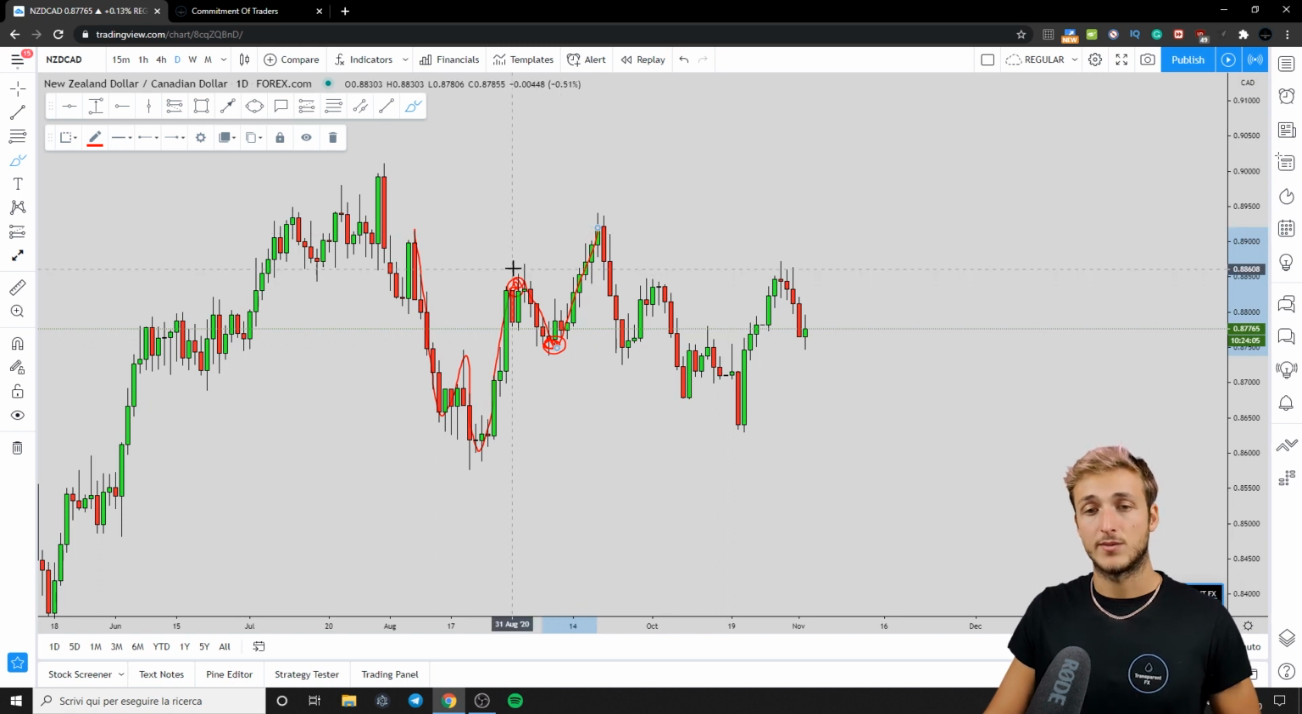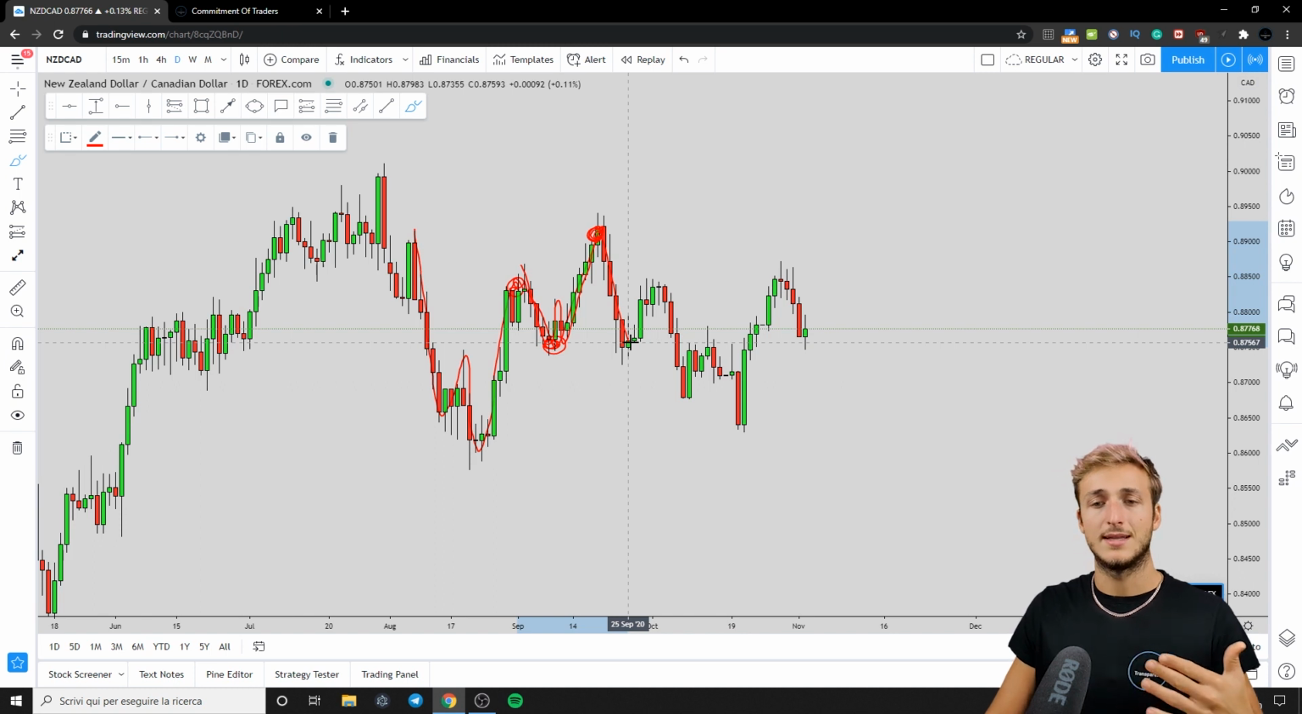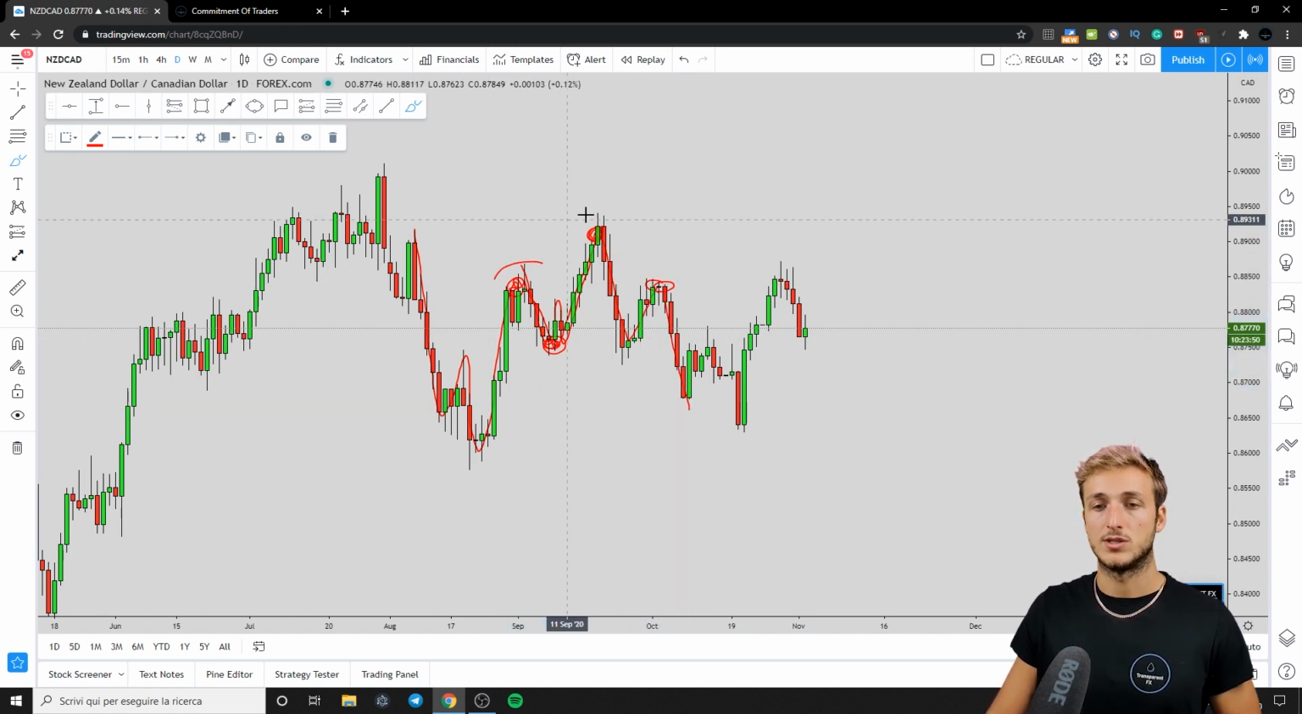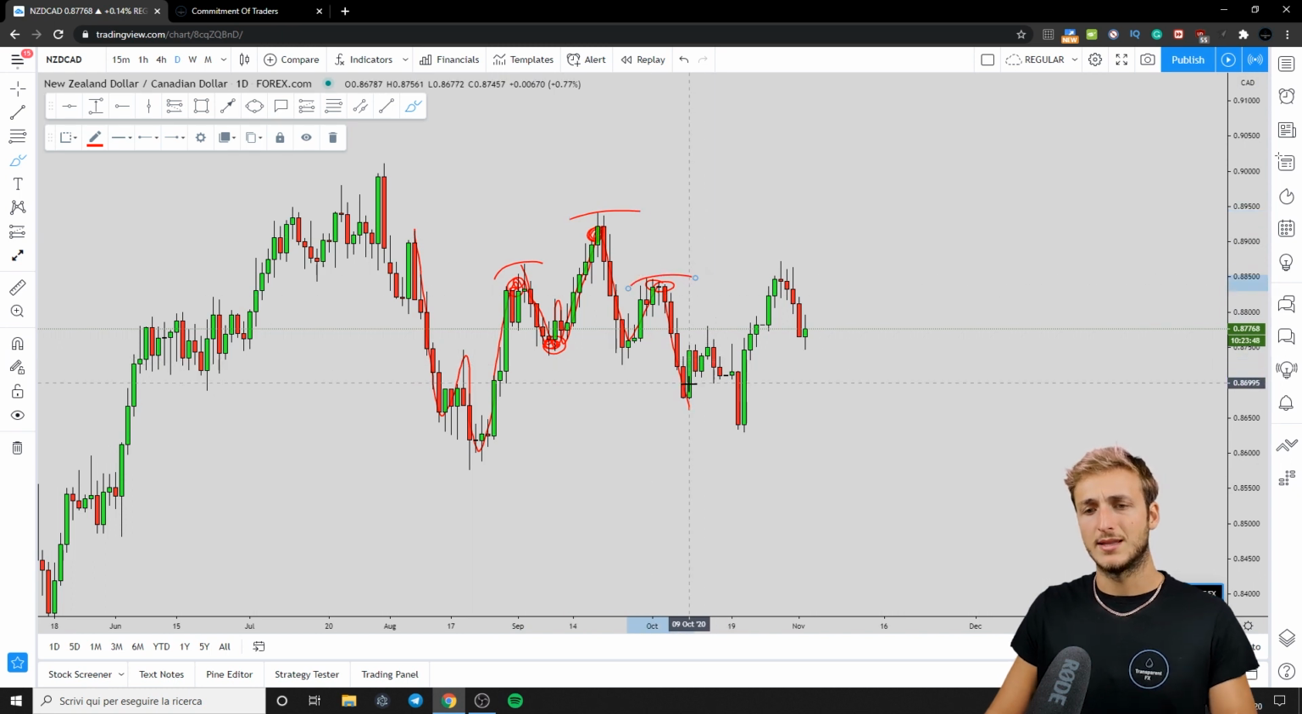And then I made another breakdown of this pair when the market had created this overextended W formation, explaining all the reasons for which from here we wanted to see the market create this nice move to the downside. Then again, I spoke about NZDCAD when the market was here. We wanted to see the creation of this head and shoulders. Then the market created, with the very last analysis that I performed, this overextended W formation.